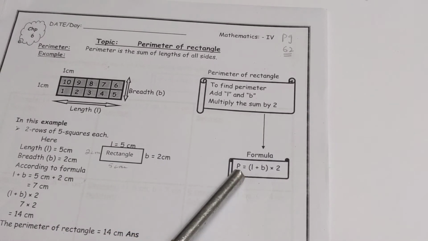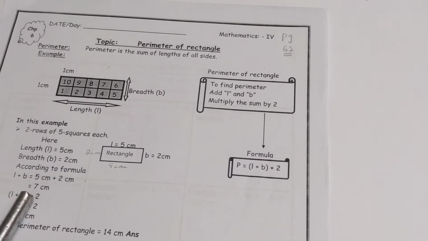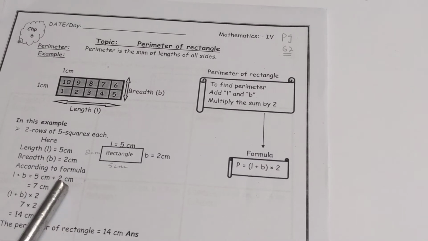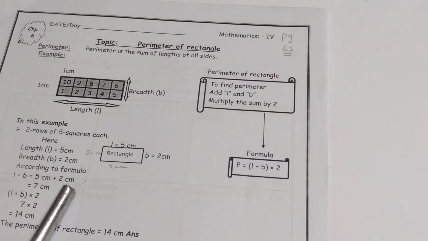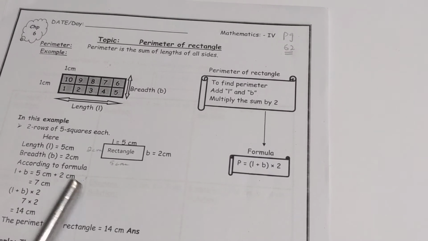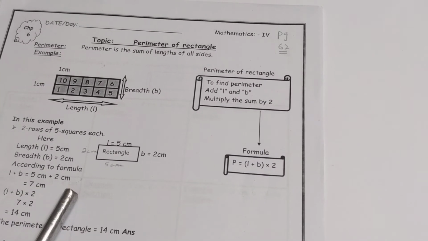Firstly, you will add the length and breadth. So length plus breadth. What is length? 5. Plus what is breadth? 2. So 5 plus 2 is equal to 7 centimeter. You will write the unit along with this centimeter after the addition, after the sum of these two numbers.